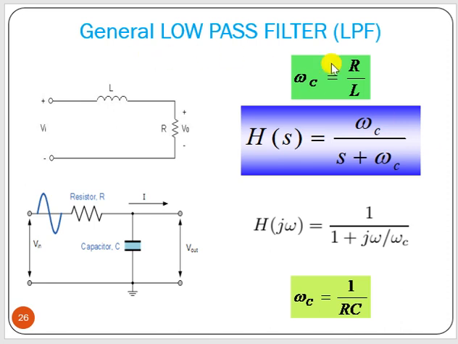So for a general low pass filter, RL circuit or RC circuit, for RL the cutoff frequency is R by L, and for RC the cutoff frequency is 1 by RC. The general form is 1 by 1 plus j omega by omega c, or in H(S) we can write omega c divided by S plus omega c. So the location of the pole is S equal to minus omega c.